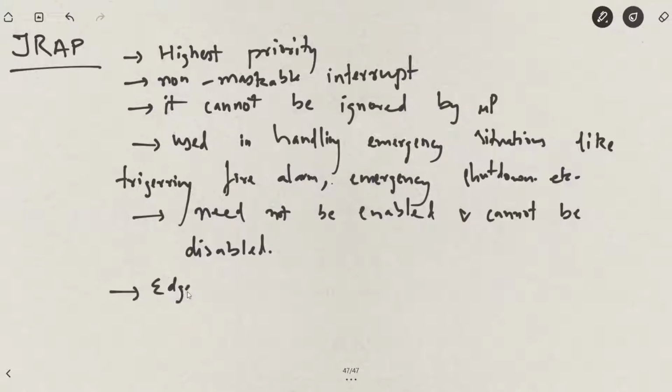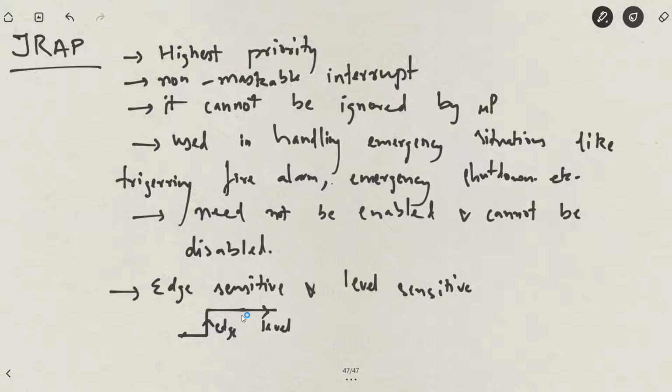As far as this interrupt goes, it is edge sensitive and level sensitive. That means it will make a transition from low to high state and stay in the high state until recognized by the microprocessor. So it has to make a transition from low to high and will remain high until the microprocessor is able to recognize the interrupt. Fine. So this is your edge and this is your level.